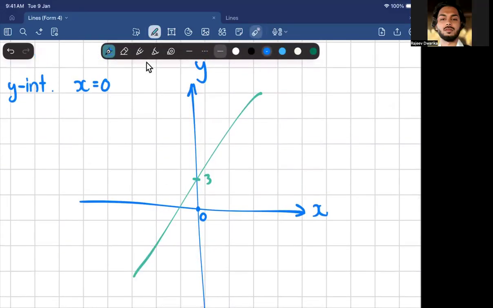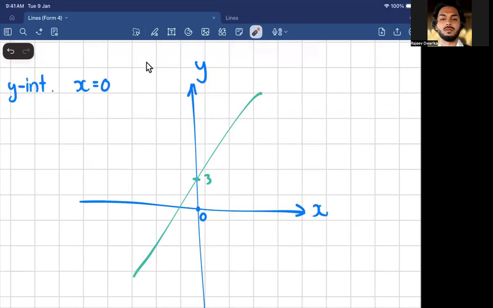Why am I saying that? Because x corresponds to left or right movement. If I say x is equal to 1, that means I'm moving 1 space to the right. If I say x is equal to -3, that means I'm moving 3 to the left. But if you're on the y-axis, you can't go to the left or to the right. You could only move up and down. So that's why I'm saying at the y-intercept, when you're at the y-axis, the x value is 0 because you're on the y-axis. Yeah? Yes, sir. Okay.